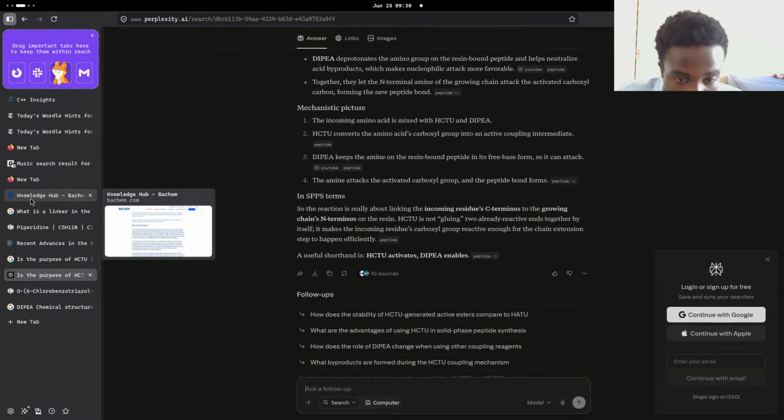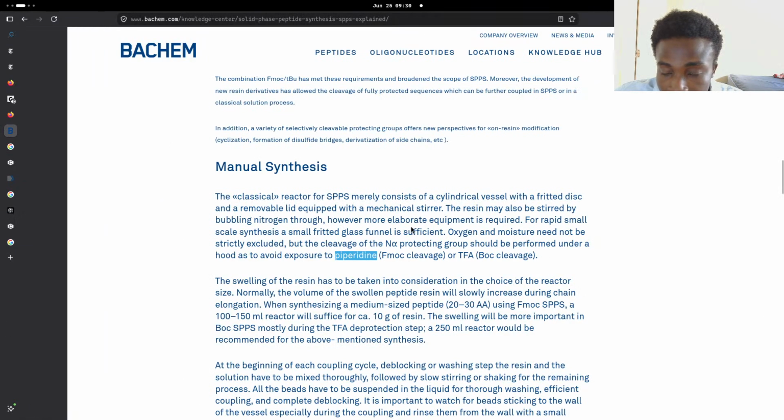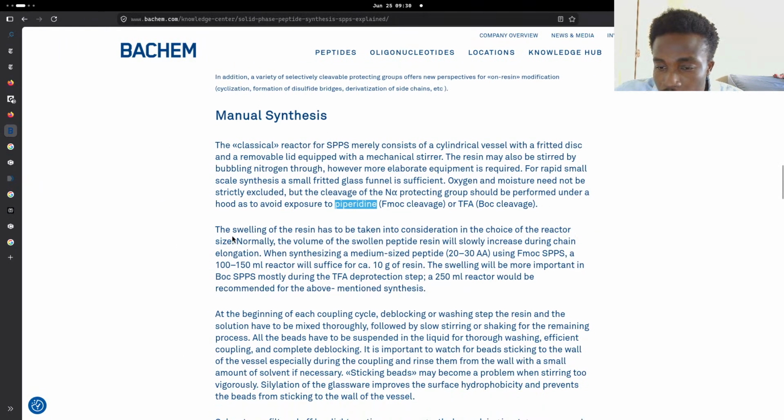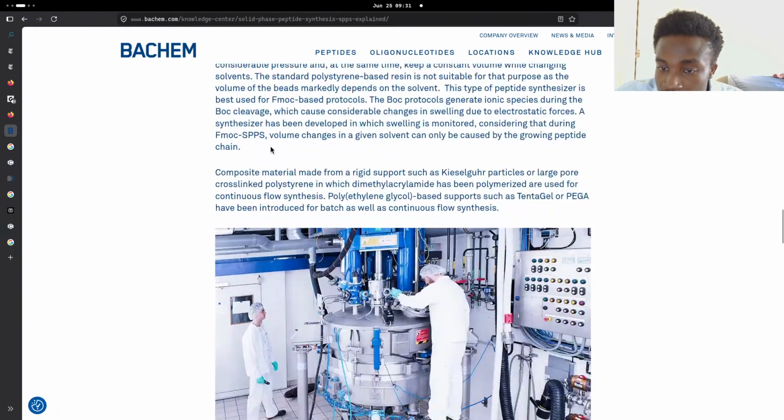Okay, so then the resin is taken into consideration. Blah, blah, blah. I already know much about this. Solvents are filtered off by suction. Okay, cool. Continuous synthesis.